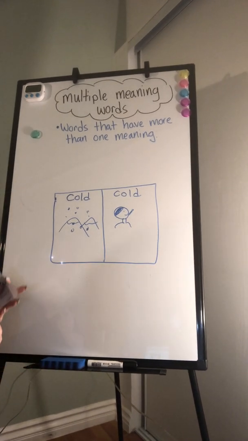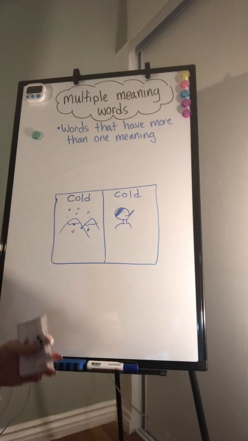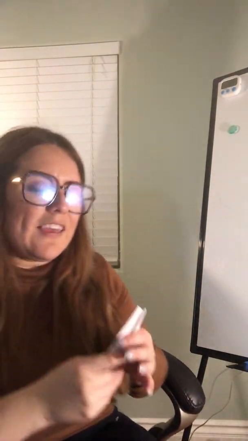So then I'm gonna have you post that on the website so that we can all see. If for some reason you can't, that's okay. Then you just take a picture of it and you post it on Dojo, okay? So I'm gonna tell you what your word is and you're gonna be responsible for that multiple meaning word.